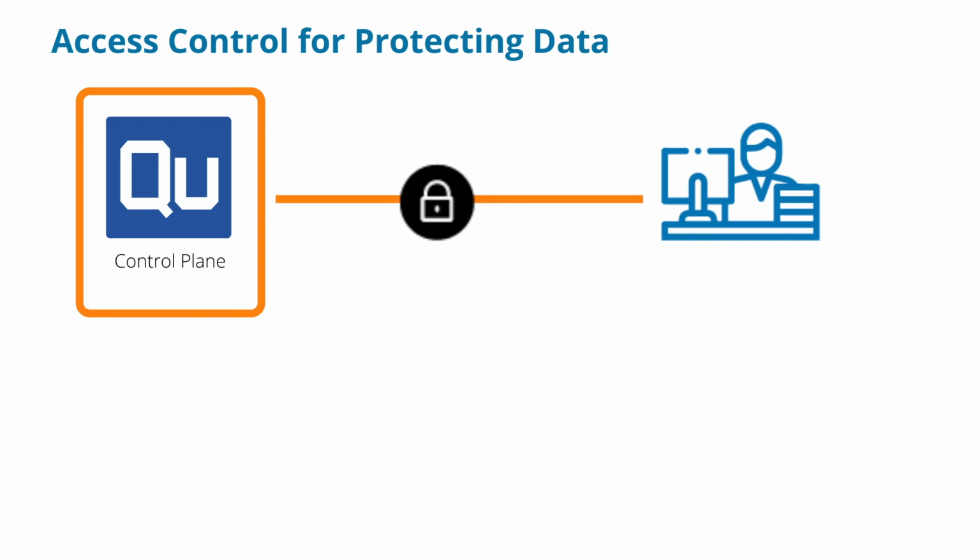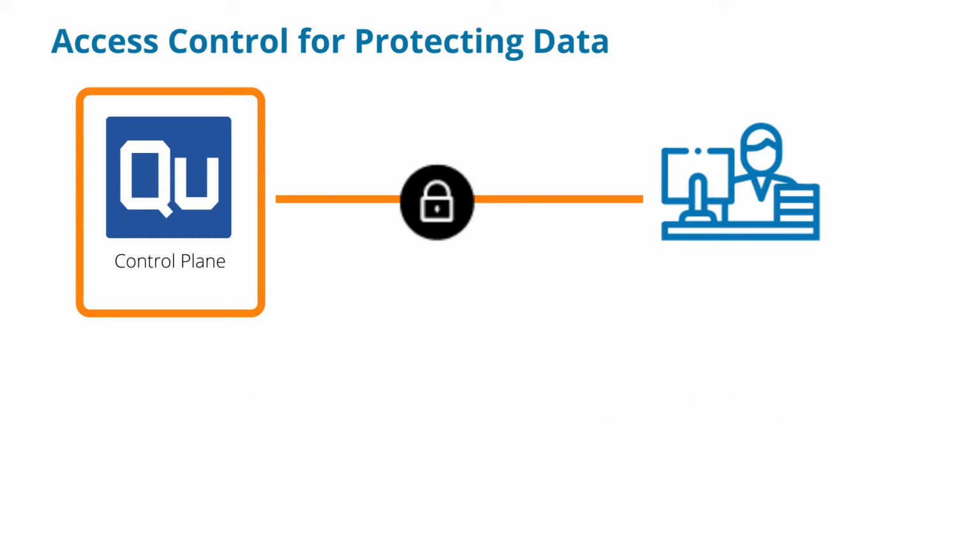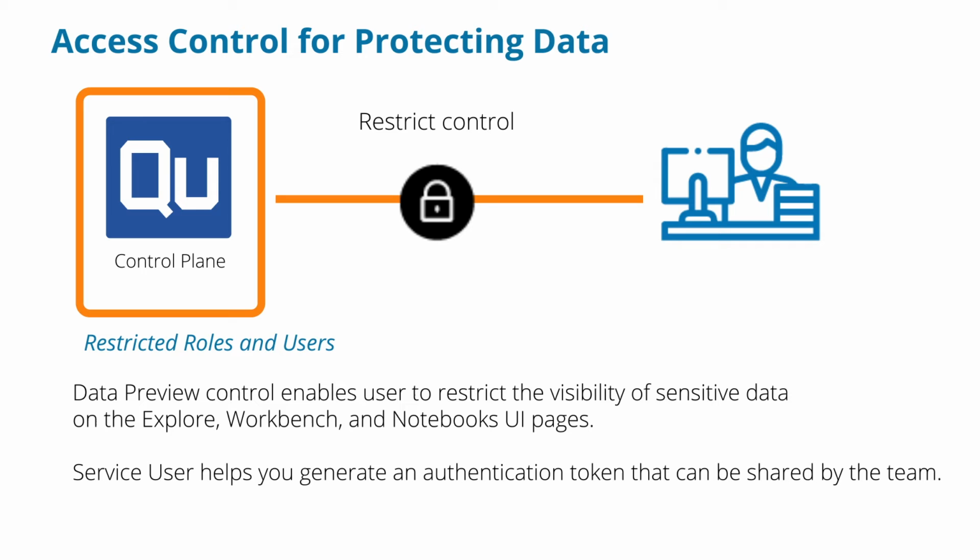The platform also includes integration with Apache Ranger. This integration allows you to define fine-grained access controls in Hive, including row-level filtering and column masking. QDS also provides you with restricted and special roles and users to manage data visibility.